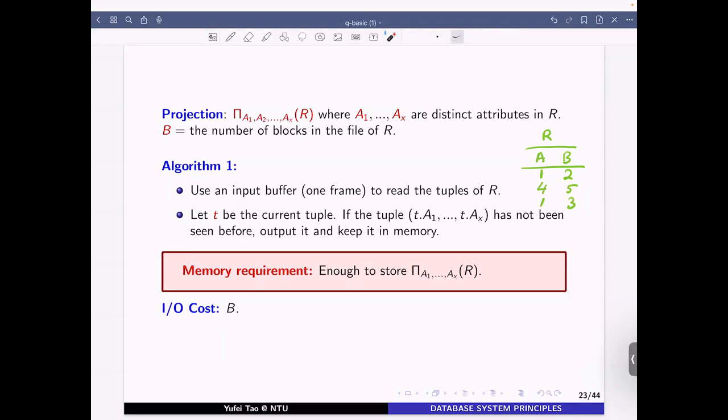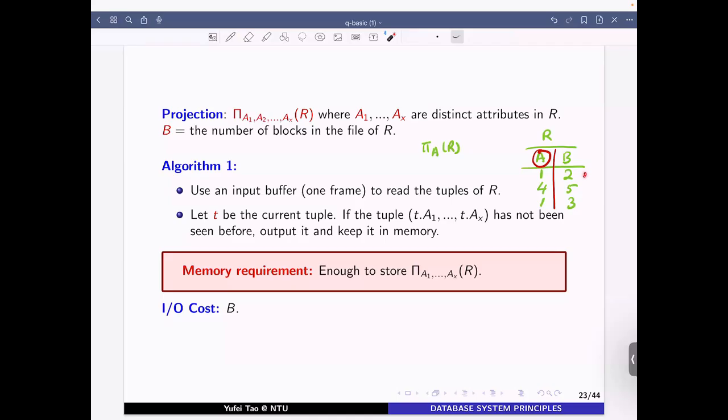So now what the algorithm does is the following. It will read this 1, 2. Oh, by the way, let's say we project this relation R onto A. So A is the attribute we want to project onto. So what the algorithm does is the following.